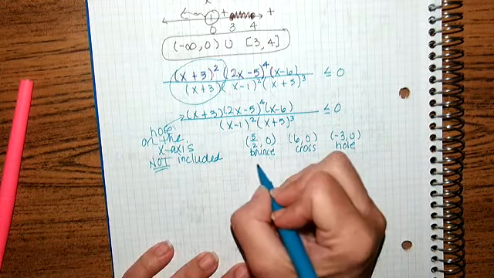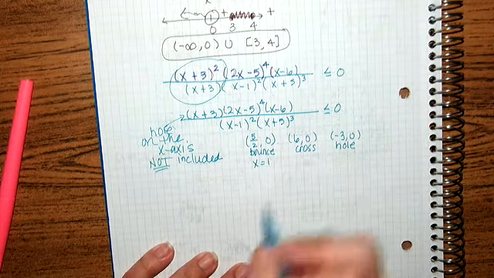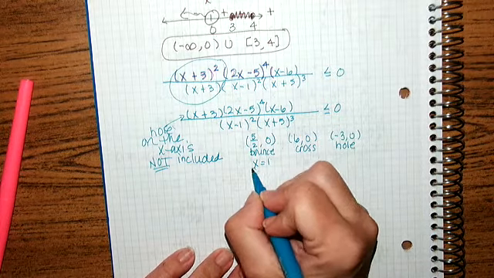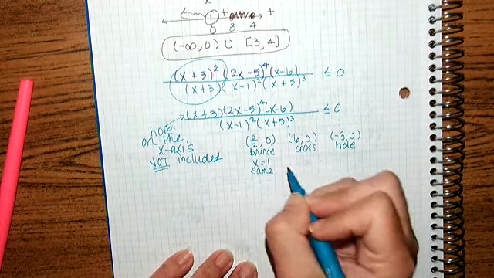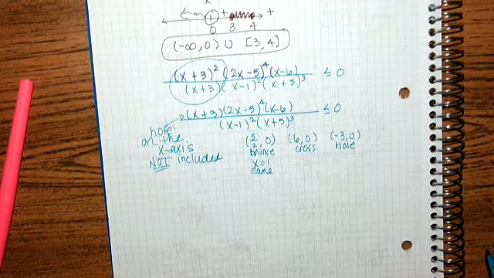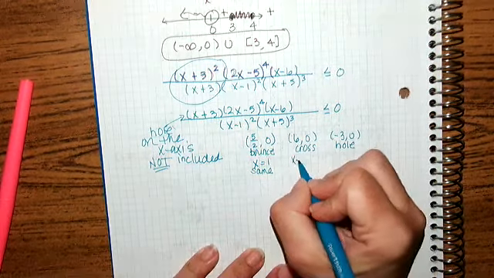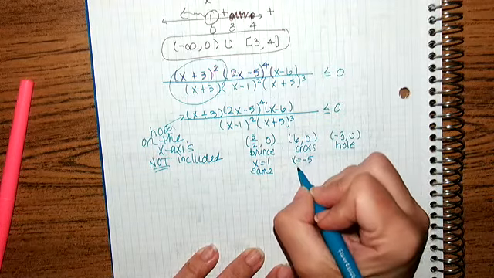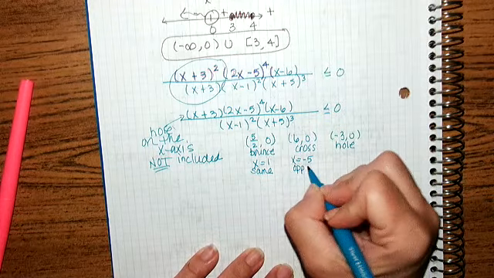Vertical asymptotes, x equals 1. Degree is 2. So this means we're going to go the same direction. So it's the equivalent of bouncing. X equals -5. It is odd. This is the equivalent of opposite.